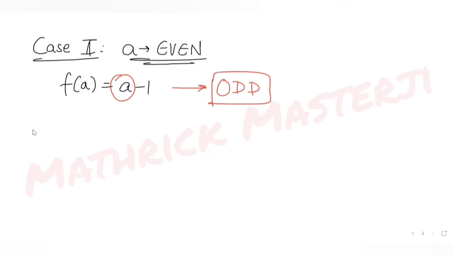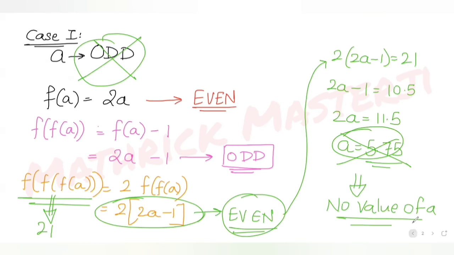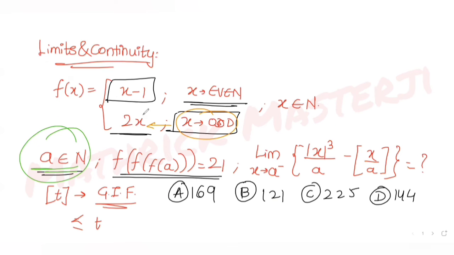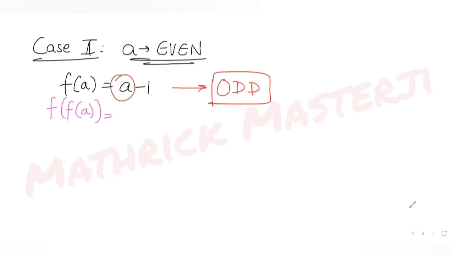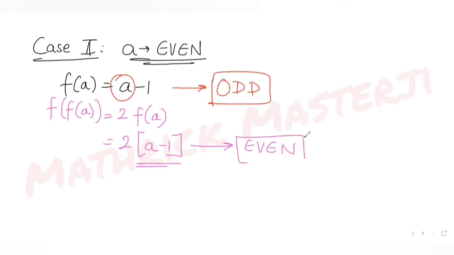Now if I find the second function f of a for this, it's basically on the value of f of a, and f of a is odd. So when f of a is odd, the function was just getting doubled. So the value of x just gets doubled, so it becomes 2 times f of a. And that makes it 2 times a minus 1. Now if I multiply any expression with 2, always that function becomes even every time.